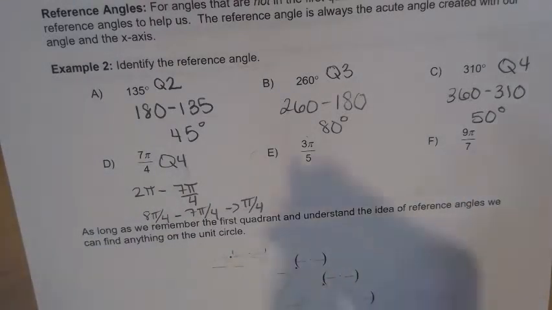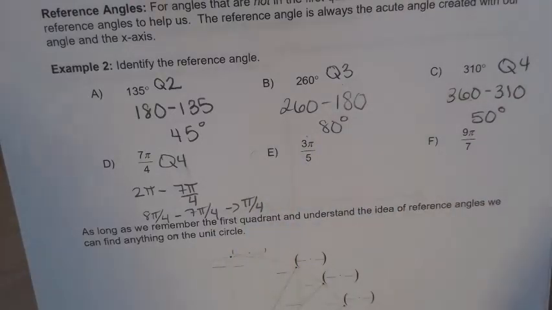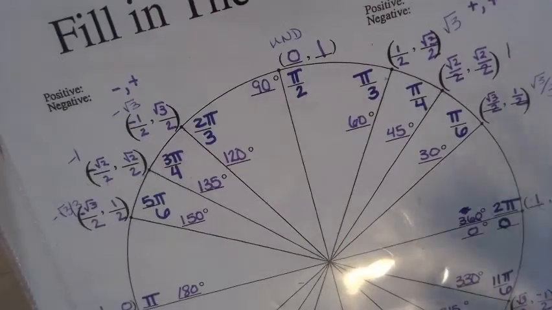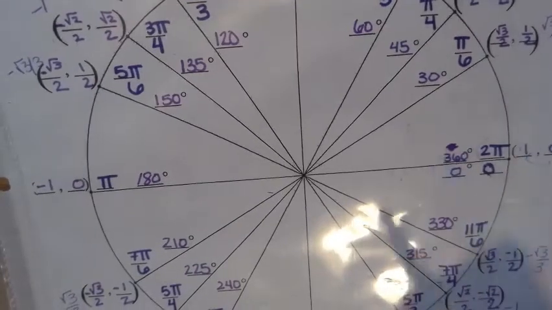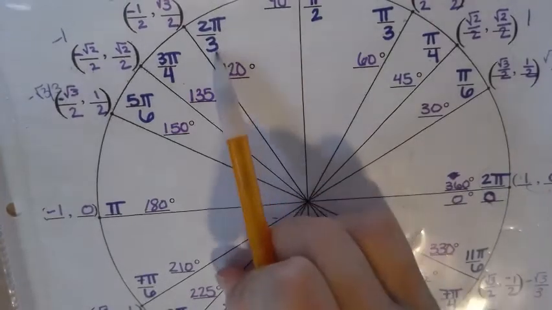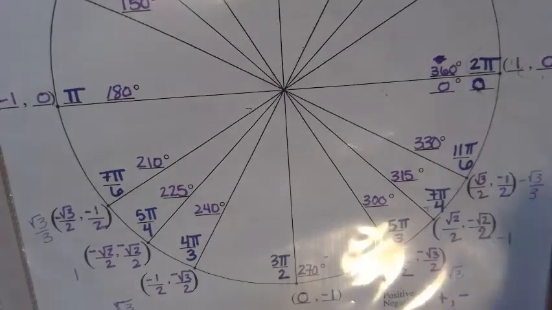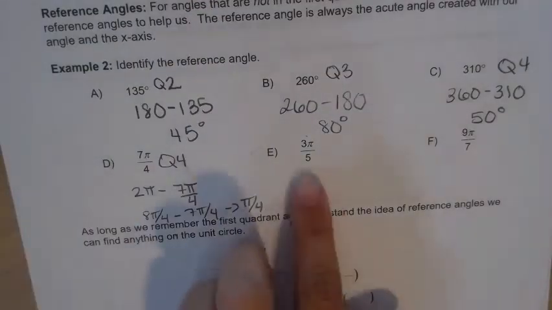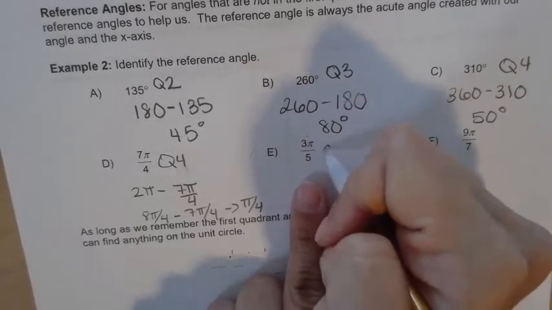Alright, now let's look at 3 pi over 5. I want you to notice that since it's not one of our major radians, we need to figure out where in the circle it would fall. Well, if you notice the patterns, in the second quadrant, the numerator is smaller than the denominator. That's the only quadrant where the numerator is smaller than the denominator. And we see here it is smaller than the denominator. So this is in quadrant 2.